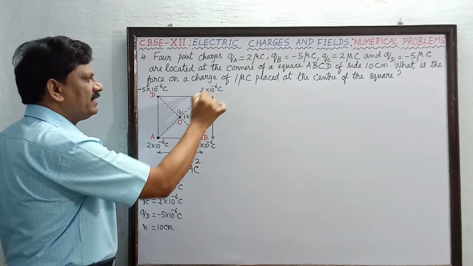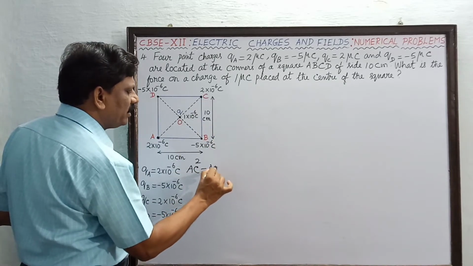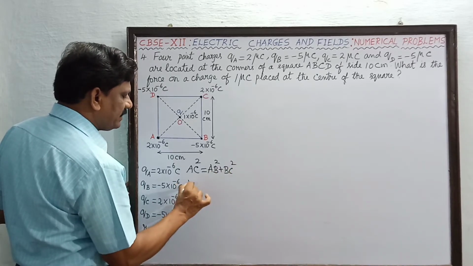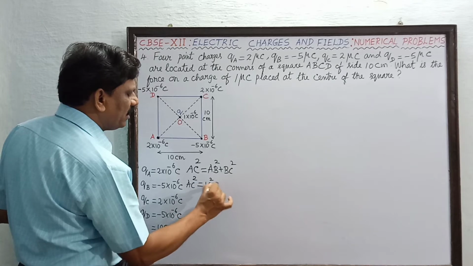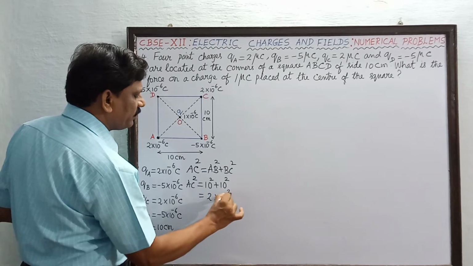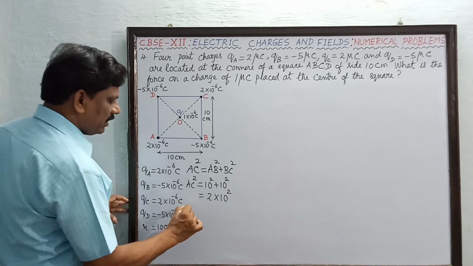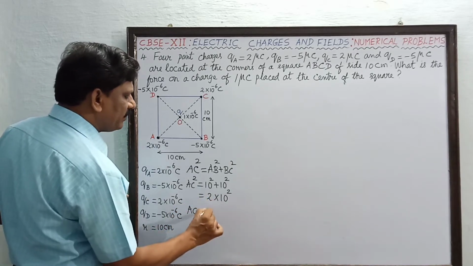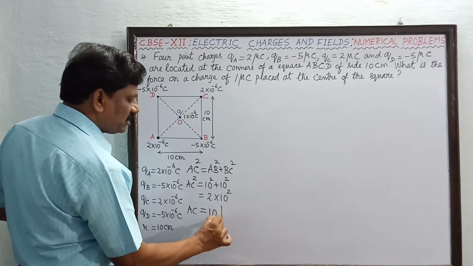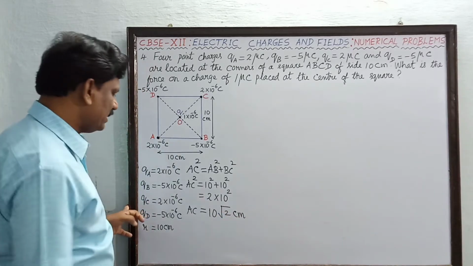So the magnitude AC is the hypotenuse. Hypotenuse square, AC square, must be equal to what? AB square plus BC square. So AC square must be equal to 10 square plus 10 square. There are 2 terms of 10 square, so this is 2 into 10 square. Therefore AC must be equal to the square root of the right hand side. Square root of 10 square is 10, and square root of 2 is root 2. So AC is 10 root 2 centimeter. Understand that?